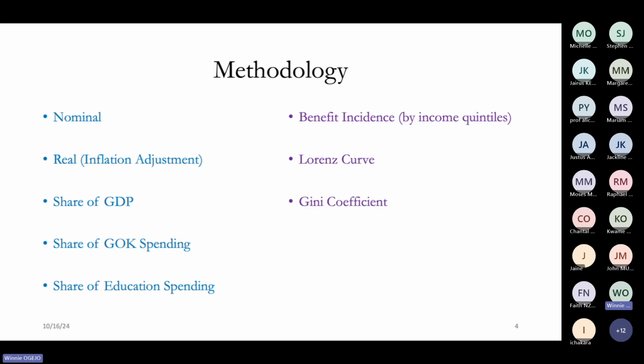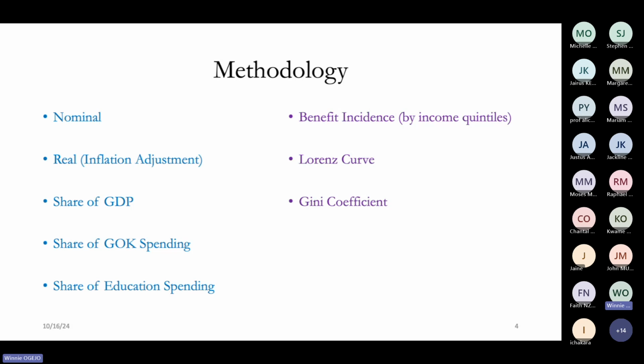And then to also look at adequacy and its prioritization, we looked at the total amount disbursed for loans as a share of GDP, and we also looked at it as a share of GOK, Government of Kenya spending, and of course as a share of the education spending basket, just so that we demonstrate whether or not these are actually increasing or decreasing and what that implies.